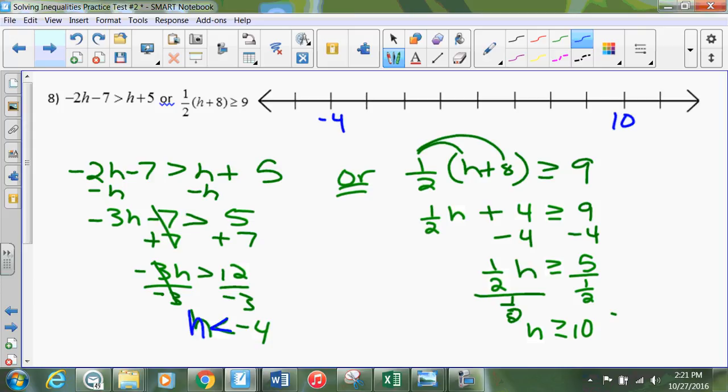h is less than negative 4. We have to have an open circle there. Less than is to the left. And then h is greater than or equal to 10. So we have a closed circle on 10. And greater than is this way. So this is a typical or problem.